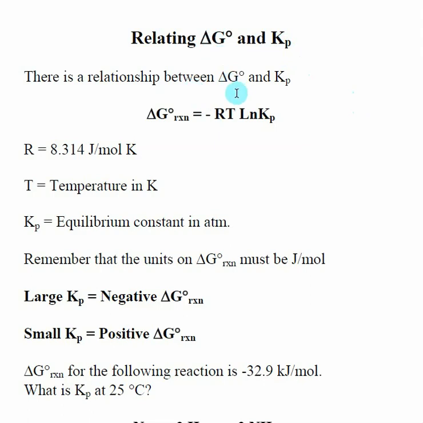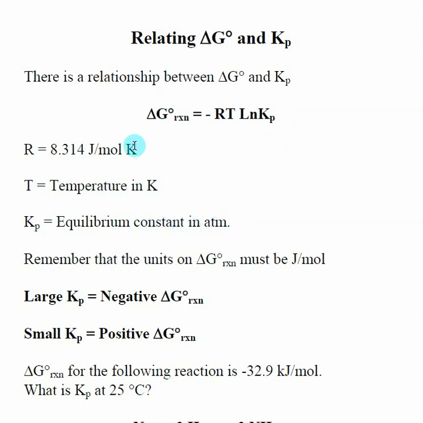So there's a relationship between delta G and Kp. This is the equation, and the idea is that they are directly related to each other. Delta G is equal to negative RT times the natural log of Kp. R is our gas law constant in joules per mole Kelvin. Temperature is always going to be in Kelvin. And remember, Kp is our equilibrium constant in atm.